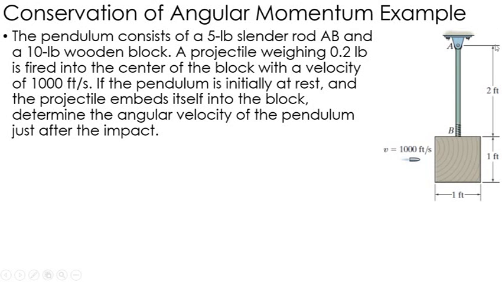In this problem, we're looking at a pendulum that a bullet is fired into at 1,000 feet per second. It sticks in there, and then the pendulum swings up around A. So what we're going to do here is recognize that if I take the system as a whole, that would be both the bullet and the block, the impulse is going to be internal to that system.